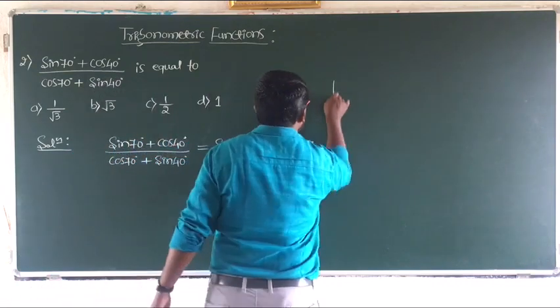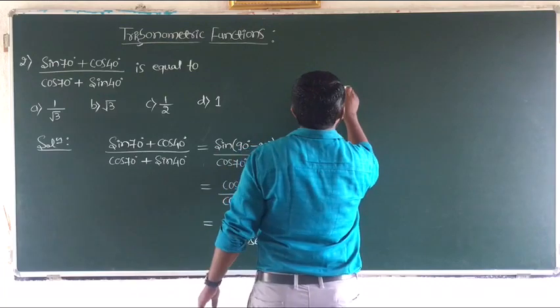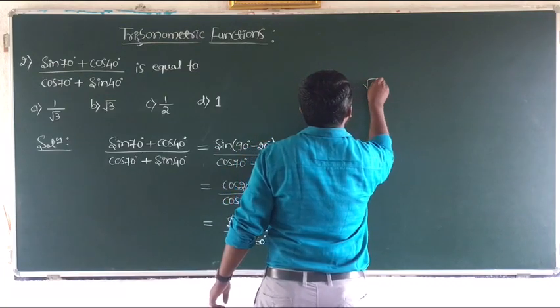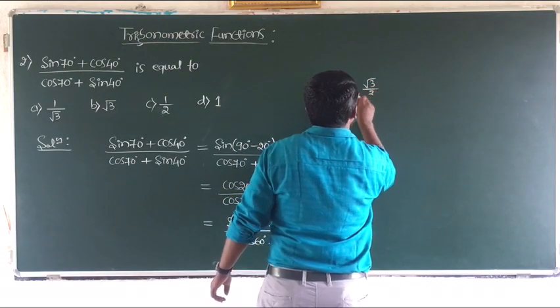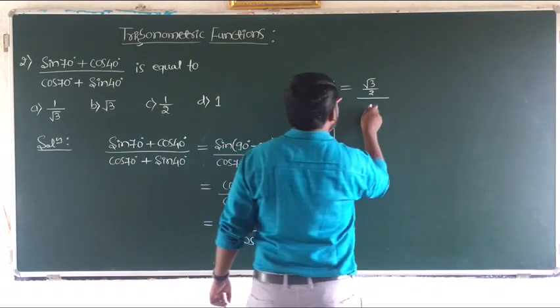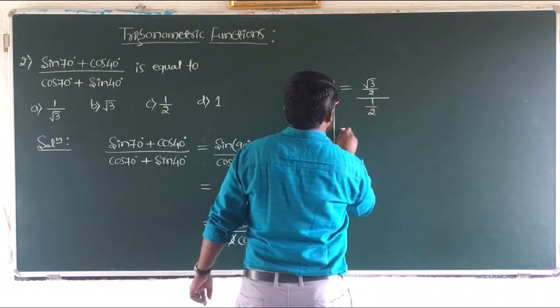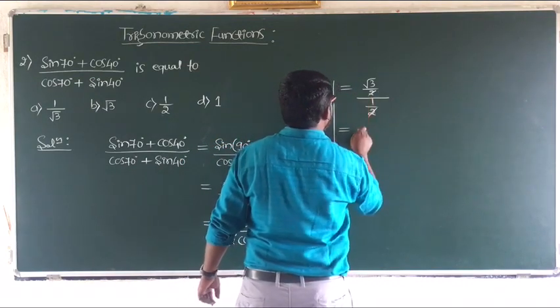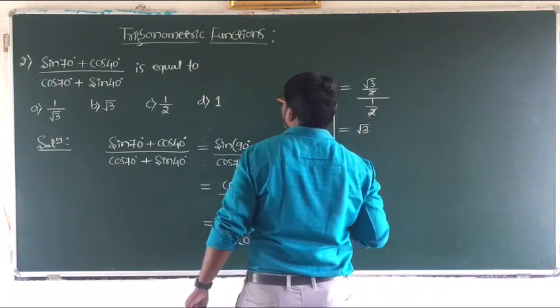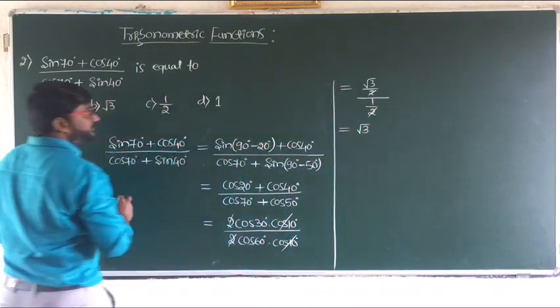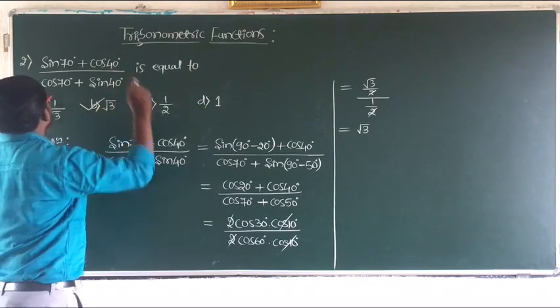You know the value of cos 30, that is root 3 by 2, and then cos 60 degree will be 1 by 2. So here 2 and 2 get cancelled, the answer is root 3. So hence the option B.